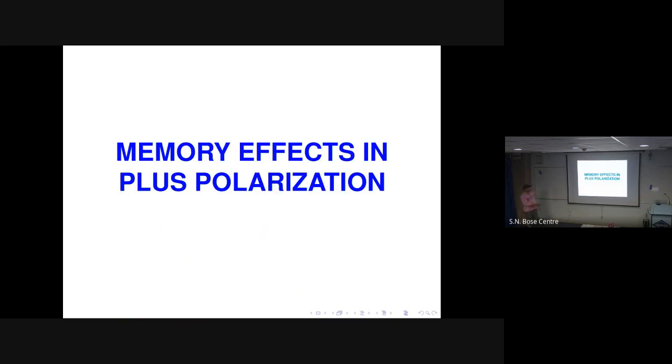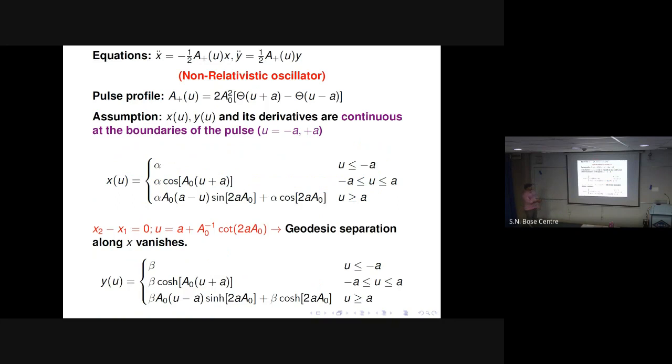Okay, so what happens in plus polarization? You only consider plus polarization, no cross polarization. And now, this is the pulse profile that I've given. You start by assuming that x and y, and their derivatives, are continuous at the boundaries of the pulse, that is, at minus n and plus n. If you assume this, you get analytic solutions of x and y. Okay?